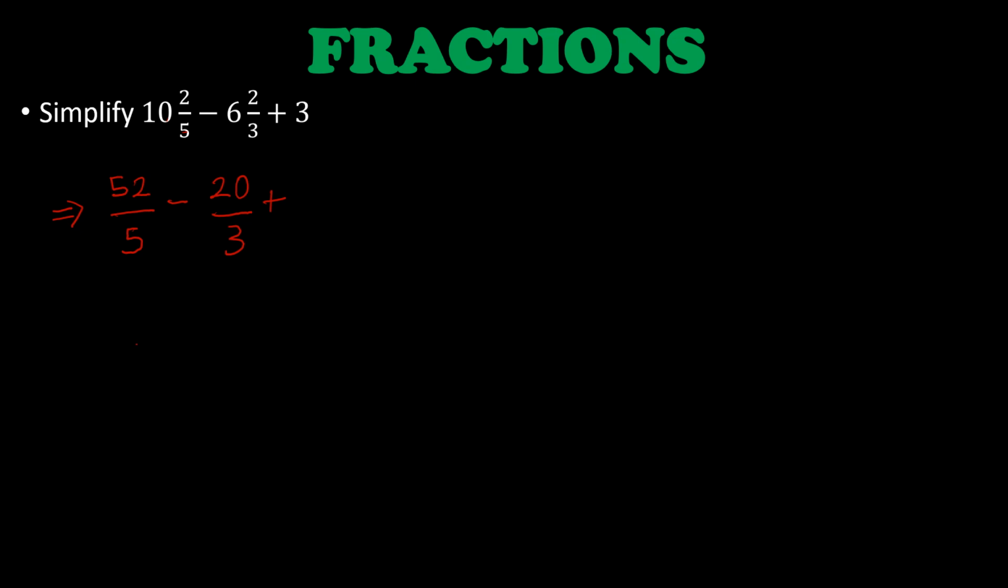The last value there is 3. So if you have 3, you know that 3 is the same thing as 3 over 1, because any number you divide by 1 will still give you that same number.